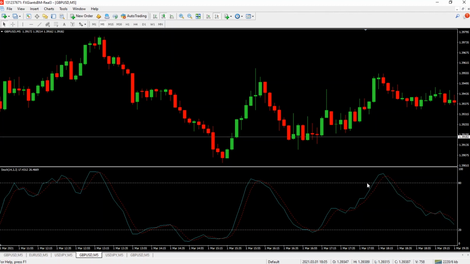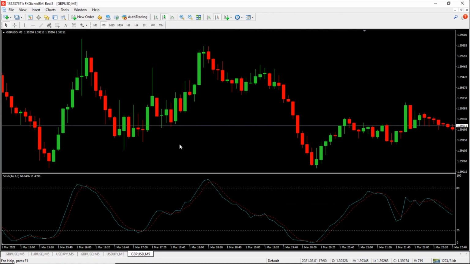When the market goes above the 80 region, it is considered overbought, and when the market comes below the 20 region, it is considered oversold. These regions are the points at which we will be placing our trades. We won't place trades when the market is between them. We only place trades when it is above or below.